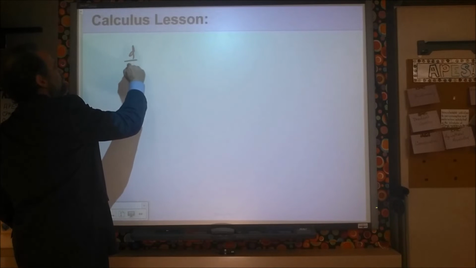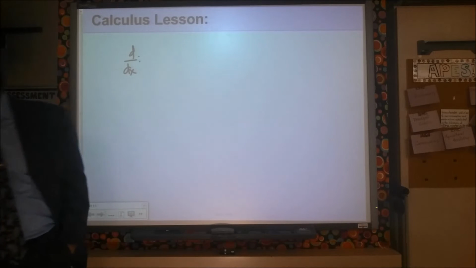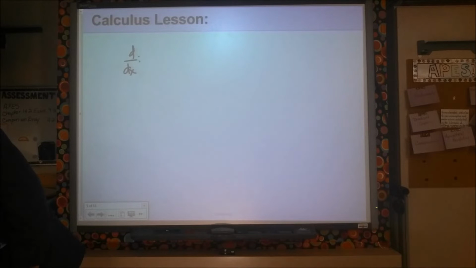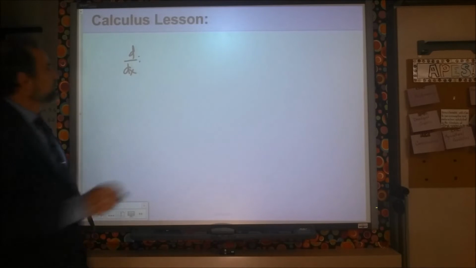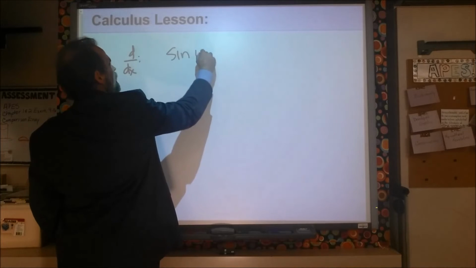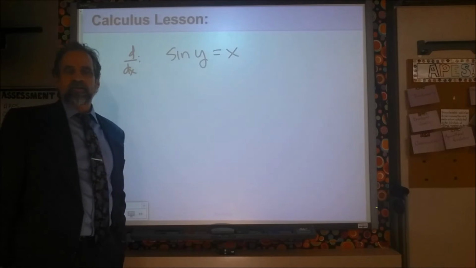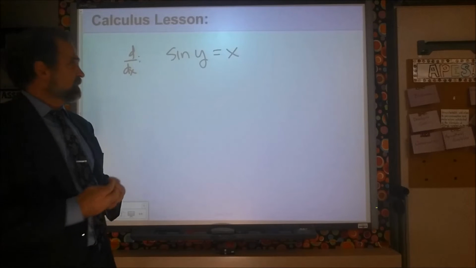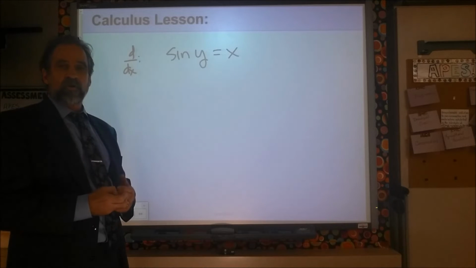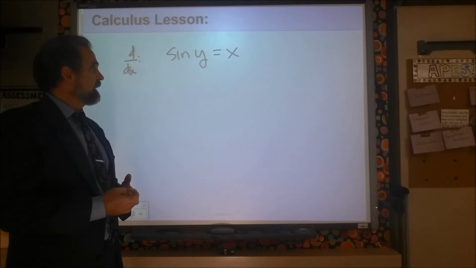So the derivative of, let me pull one out of the book again. I don't want to just pull that out of my own mind. Sine of y equals x. Okay. So let's say I have the sine of y equals x. If I had the sine of x equals y, that's a normal explicit derivative, right? dy/dx equals cosine of x. But that's not what I have.